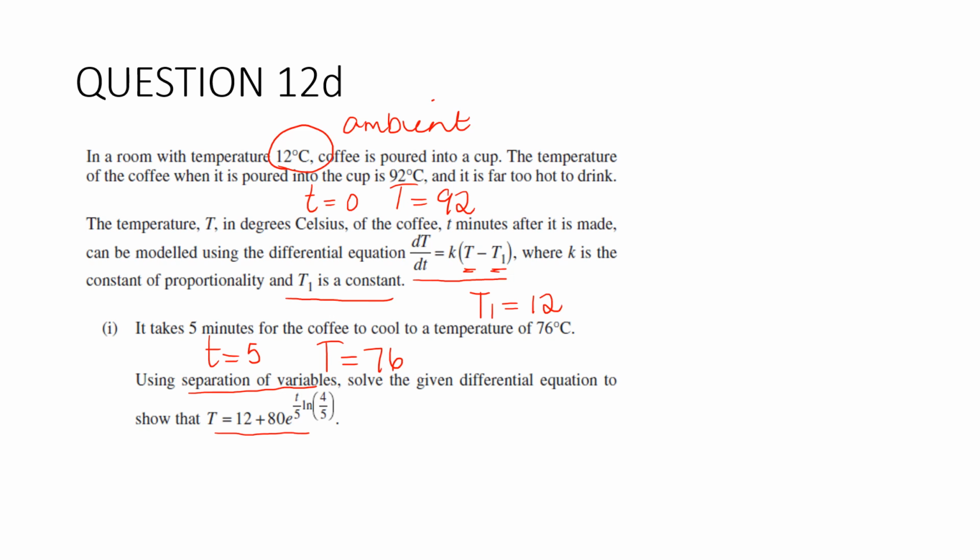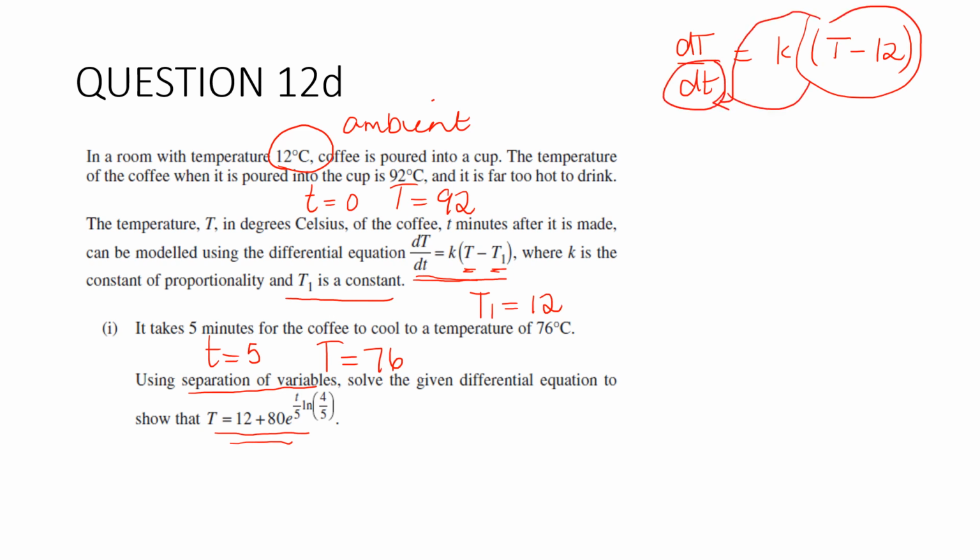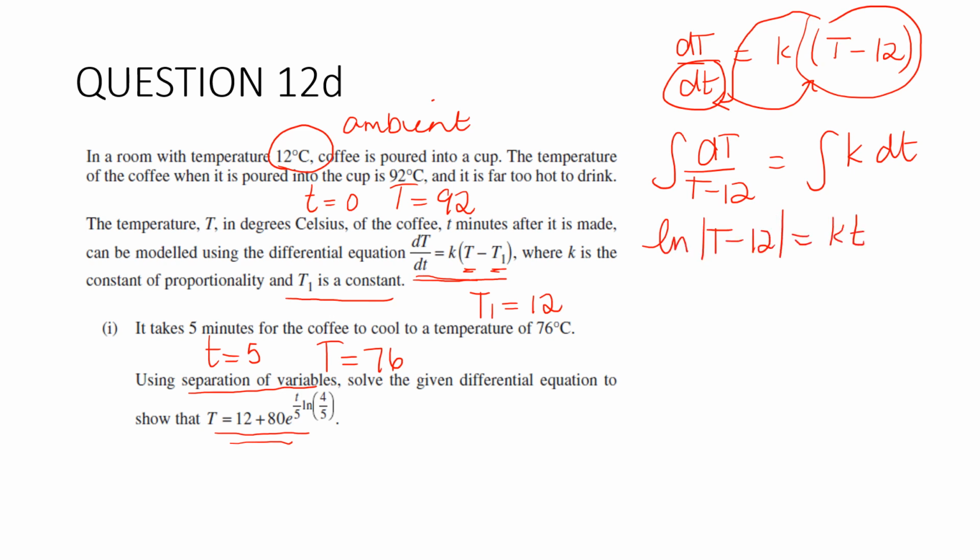We cannot differentiate this to get this. We have to integrate and we have to use separation of variables. So let's start with dT/dt is equal to k bracket T take away 12. All right, I'm going to take this down here and this up and over there like this. We've got dT over T minus 12 is equal to the integral of k dt. So this is a log on the left hand side is equal to kt plus c.